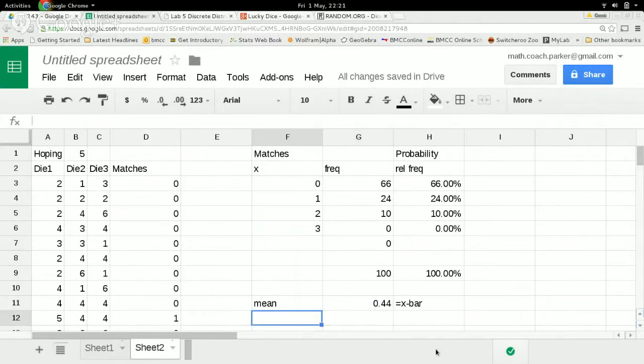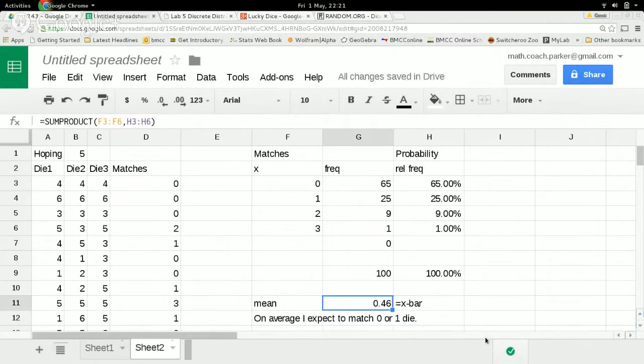So my interpretation of this for my mother would be something like, on average, I expect to match 0 or 1 die. I don't expect to get 2 very often. I don't expect to get 3. I will mostly see 0s and 1s. That's what this is telling me up there. On average, I expect to get a match on 0 or 1 die out of the 3.